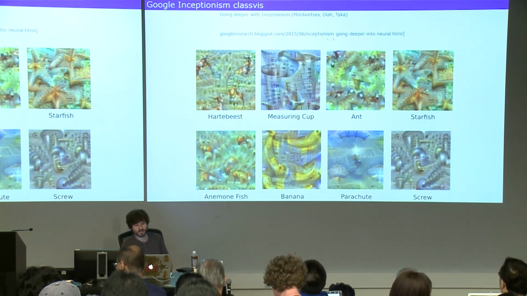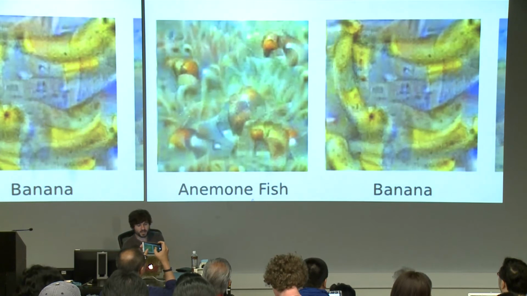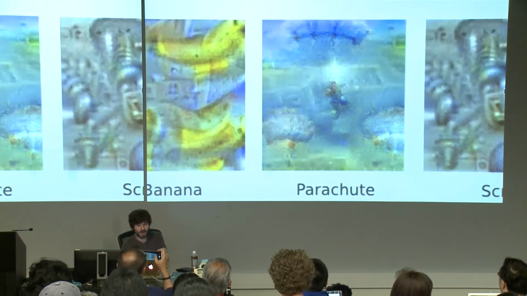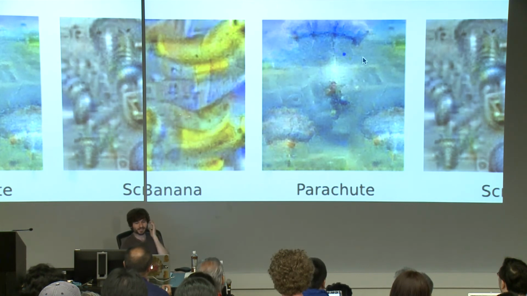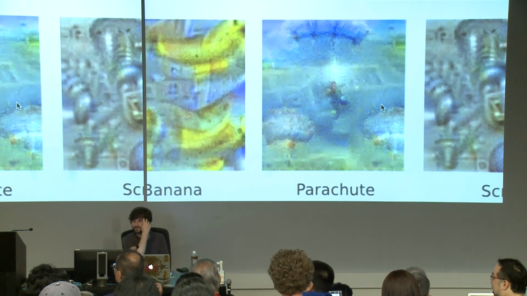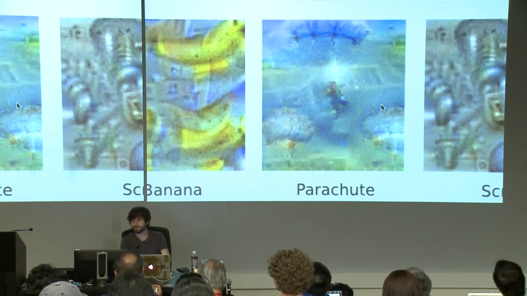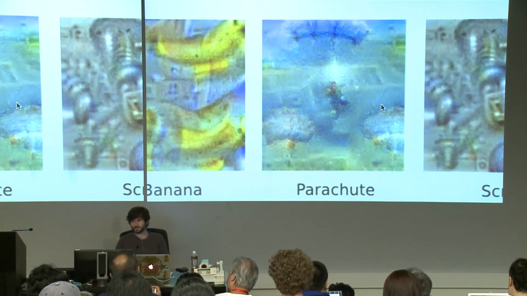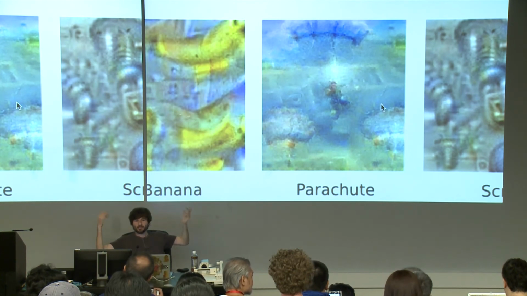They had this blog post online in 2015 where they describe the same exact technique, except it looks a lot better now, right? Here you see anemone fish, banana, parachute. Notice something about the parachute. There's a human attached to it, and several other parachutes. If you have a lot of images of parachutes, they probably have people attached to them, so it doesn't disentangle those two things, right? It's important to note that this is for a particular training set, not the abstract computational representation of parachutes. Right. There's a data set of images that are labeled parachute, and many of those have people.